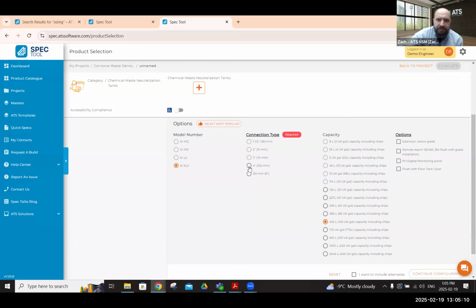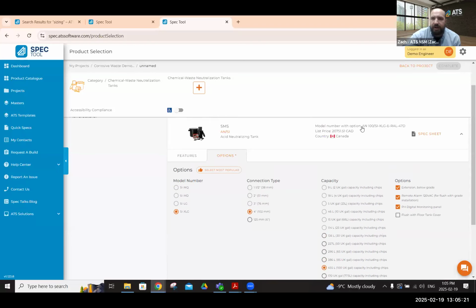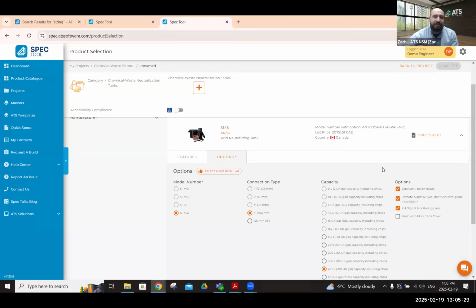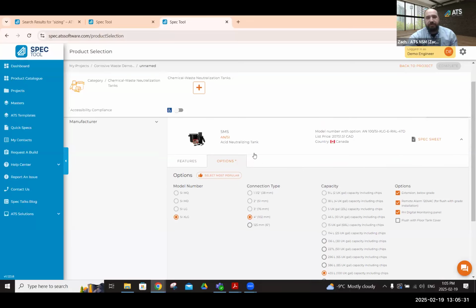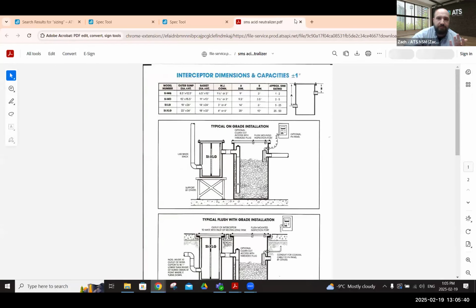So we'll go back and reselect our 4-inch. Let's include extension for below grade, our pH monitoring panel. Let's put an alarm in here too. And as we are doing that, our model number is updating, and we are getting exactly what we specify instead of the base model. That's the difference between specifying on just ATS and going to a manufacturer's spec sheet, where you get to build and configure it yourself.